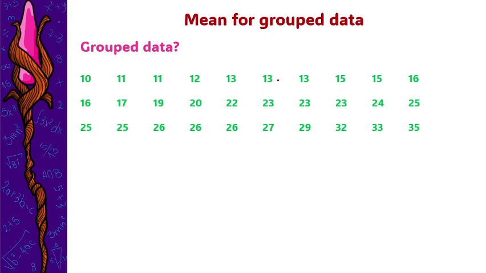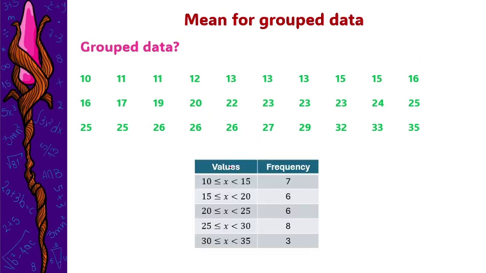But sometimes the data set is so big that it's easier to organize and group the values. Just to give you an example, I'm going to do the same with this data. I can organize them according to different intervals. Let's say the values that are bigger than or equal to 10 and smaller than 15, I'm going to put in the first group, and I'm going to count how many of them we have. 1, 2, 3, 4, 5, 6, 7. Those are the 7 that we can see here.